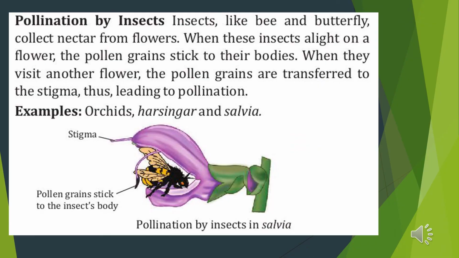By insects. Insects like bees and butterflies collect nectar from flowers. When these insects alight on a flower, meaning when they come in contact with the flower, the pollen grains stick to their bodies. When they visit another flower, the pollen grains are transferred to the stigma, thus leading to pollination. Means when they go from one flower to another, pollen grains stick to their bodies and get transferred, leading to pollination. Examples: orchids, harshingar and salvia.